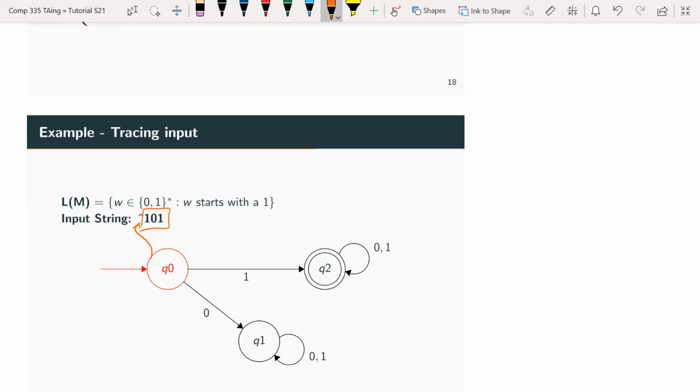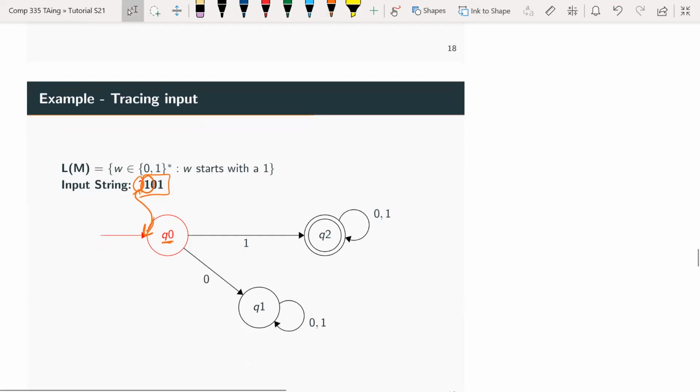Okay, so at the very beginning of my string computation, I'm at the beginning of the DFA, at the initial state. That's why we have this symbol here that represents that we start here. So now I'm in Q0, and I'm reading a 1 next. So what happens if I'm in Q0 and I'm reading a 1? In other words, what is delta Q0 1?